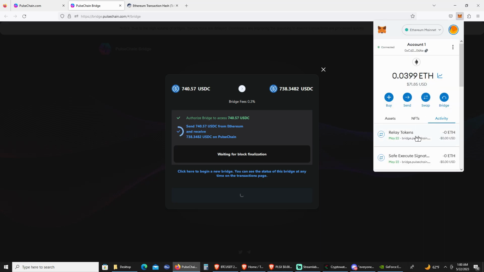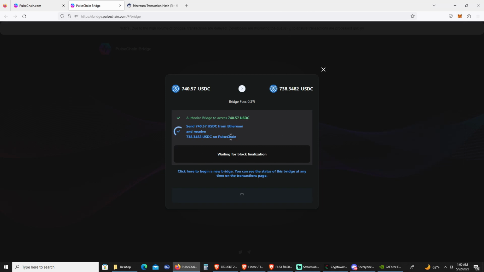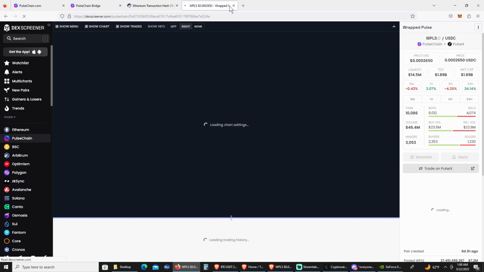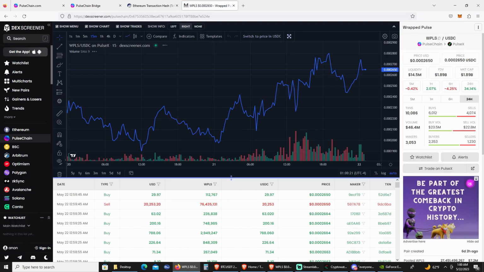Now that the bridge is there, let's check this. Alright. Now, first thing that I'm going to do whenever I bridge my tokens over, I'm going to swap it for one of the tokens that I like. And I'm going to look at one of the charts real quick while this is loading. Alright. So this is loading.